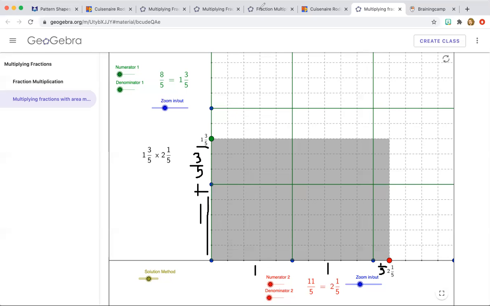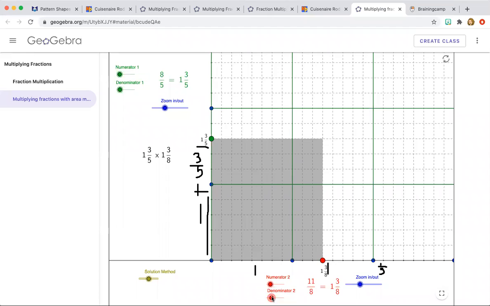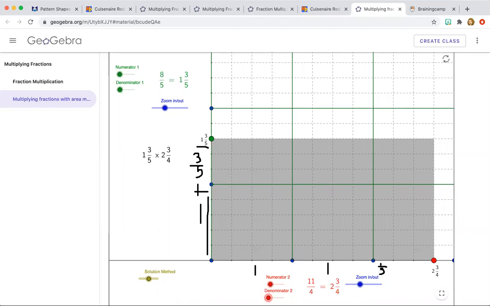And if, say, we didn't want them to both be the same, we can change the denominator too right here, right? Use the slider. Maybe we want it to be fourths. So here, now we can do, oh, now it's 3/4. Sure. Let's try that one.